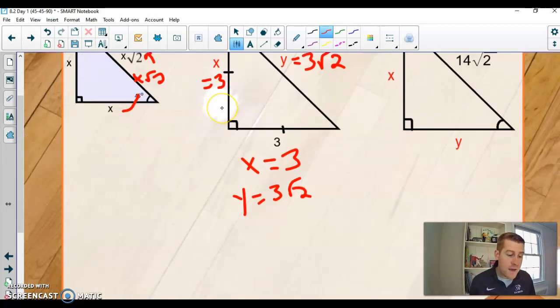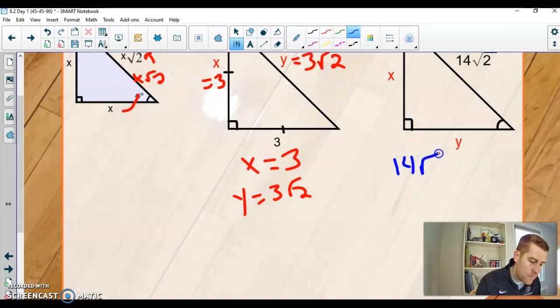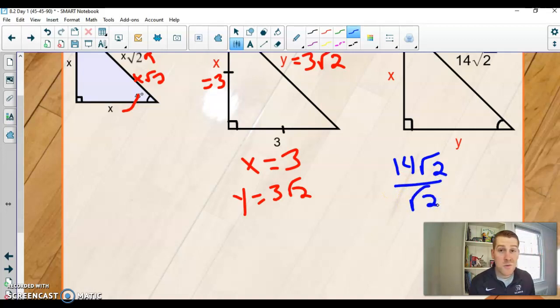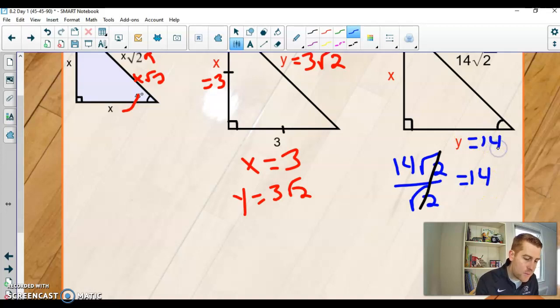So we're going to go ahead and take the hypotenuse here, which is 14 square root of 2. And to go back to find the leg, we're going to divide that by square root of 2. And this one's really nice because since we have a square root of 2 on top and a square root of 2 on the bottom, those are just going to cancel out. And then we're left with the legs each being 14. So in that example, x and y both have to be 14.